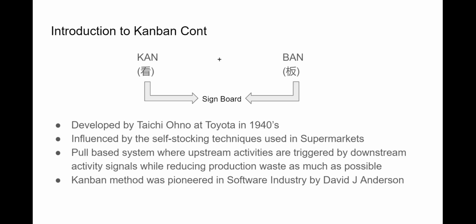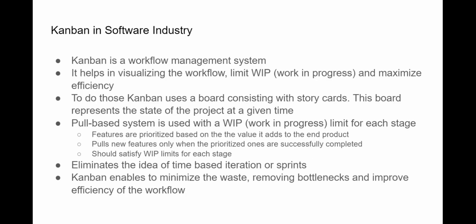Simply put, Kanban is a workflow management system. It actually helps in visualizing the workflow, limiting work in progress, and maximizing the efficiency of a software development life cycle. So to do these things, Kanban uses a board consisting of story cards. These story cards are assigned to different people in a development team depending on their capacity. And also this board represents the state of a project at any given time.